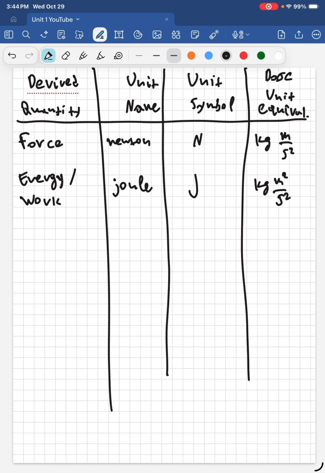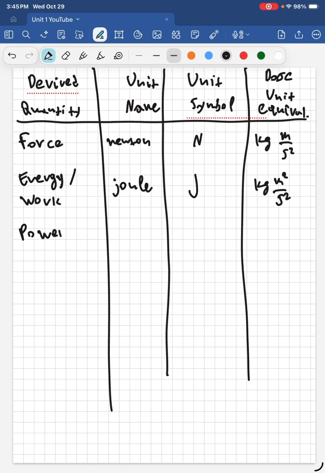And how do you know this, by the way? Because remember that kinetic energy is 1/2 mv squared. 1/2 does not have units. I mean, it's a constant, right? But the mass is expressed in kilograms, and velocity squared is meter squared over second squared. So that's how you know the base units equivalent, okay? Let's erase that. And let's move on.